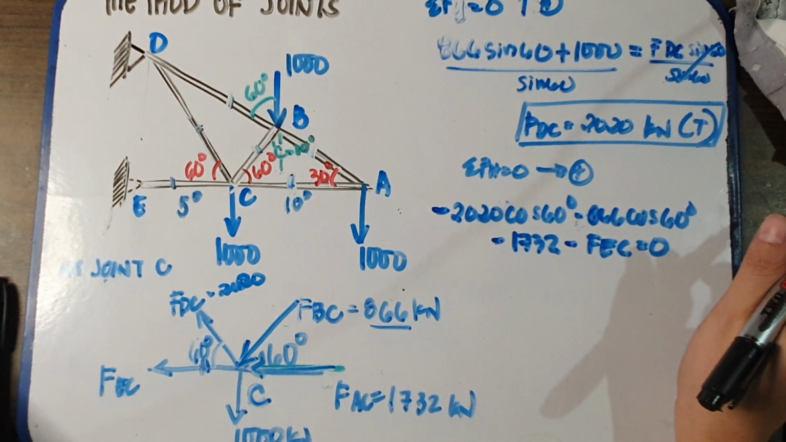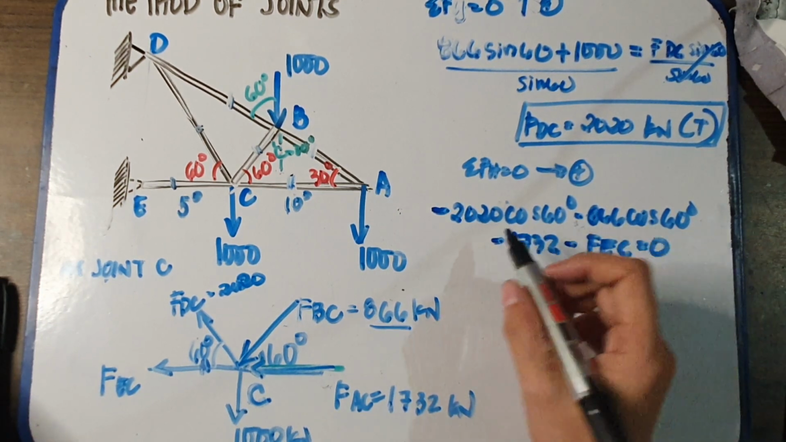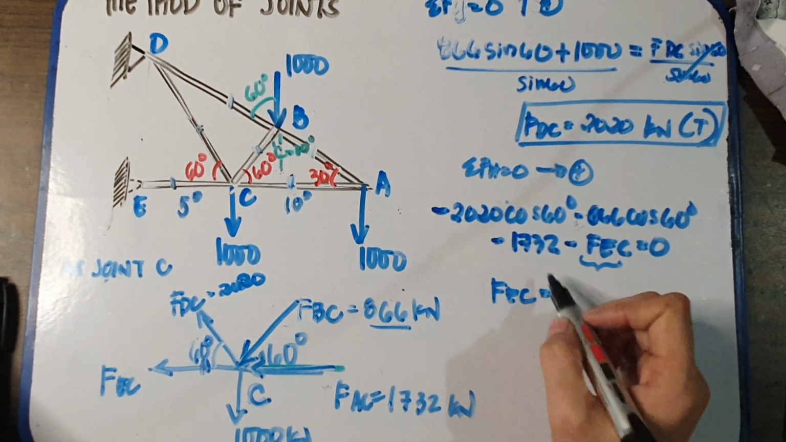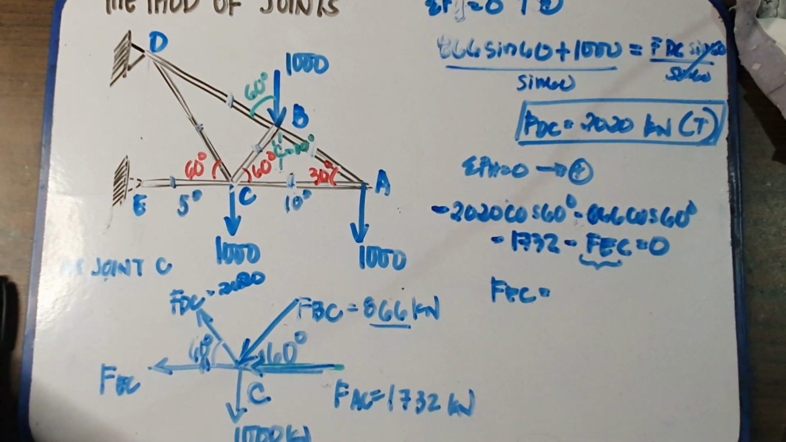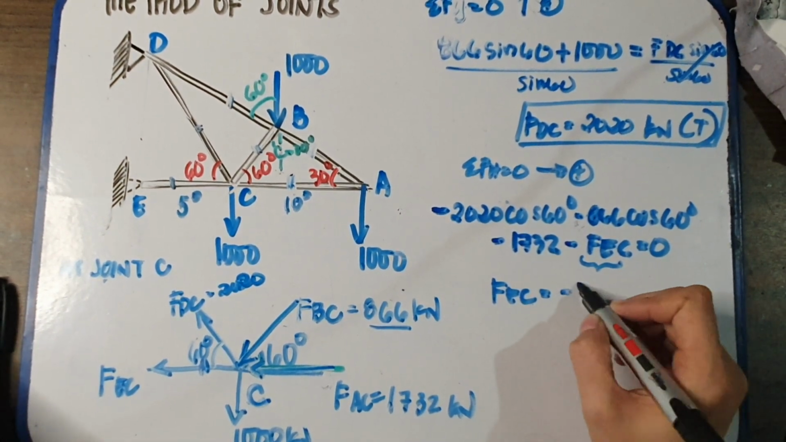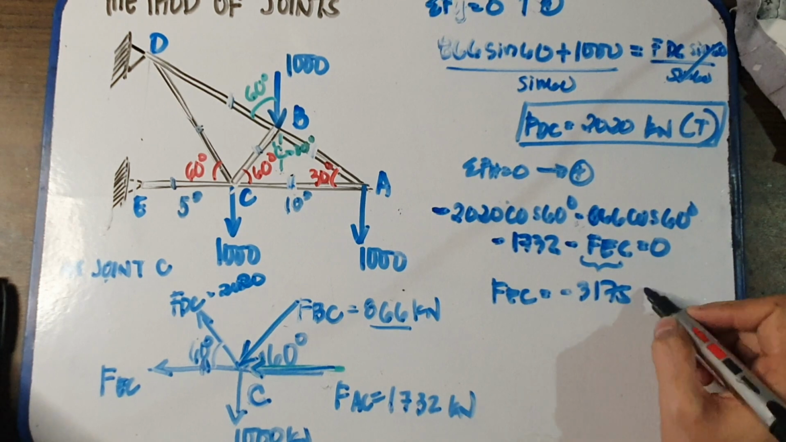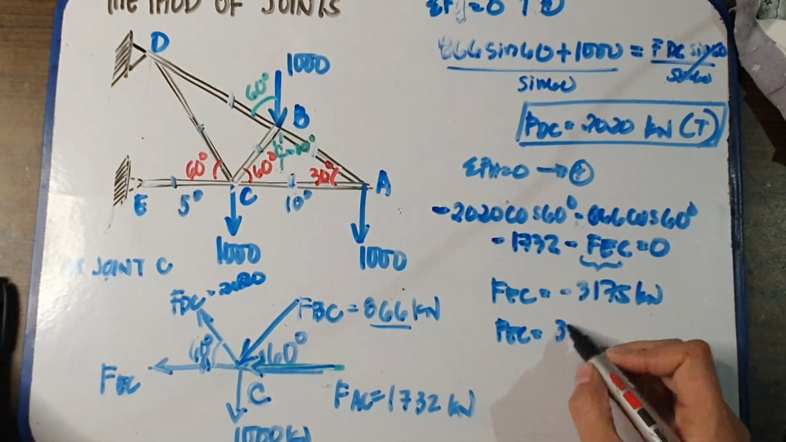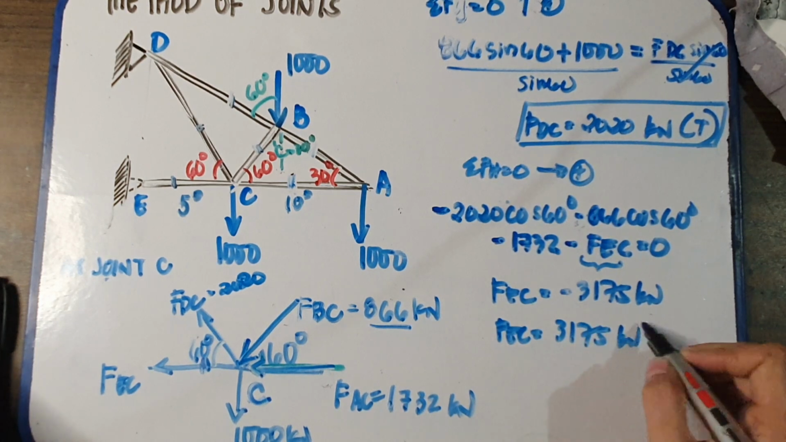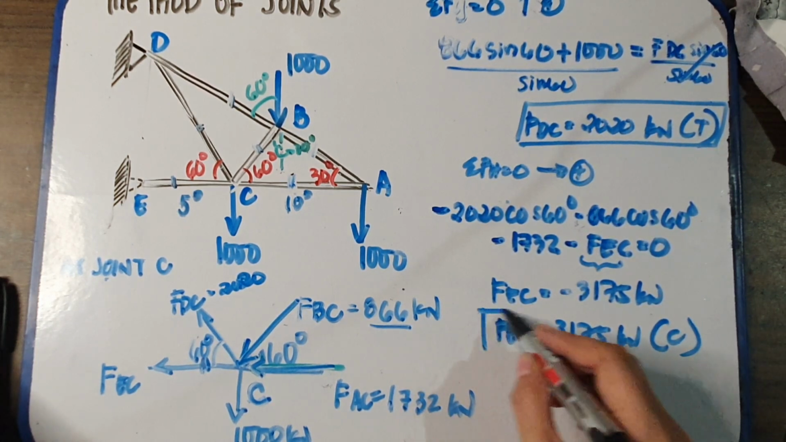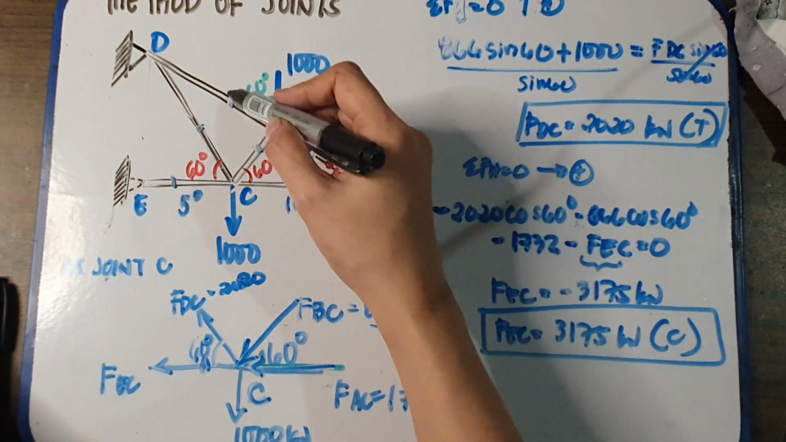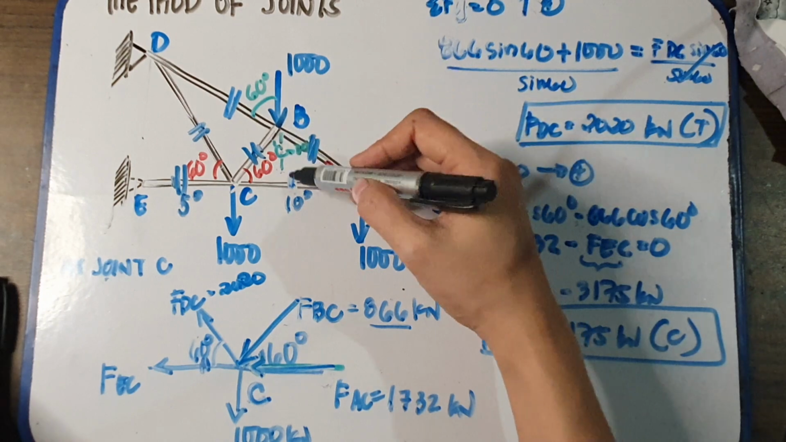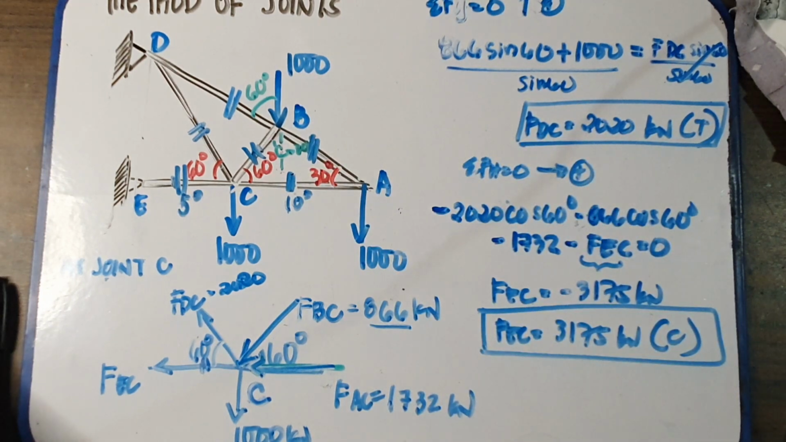Kapag nag-negative naman to, compression ibig sabihin ng FEC natin. So, ito, transpose na natin. Magiging positive. So, anong value nito? So, we have negative 3.175 kilonewton. Negative, therefore, our force EC is compression. Okay, so nakuha na natin to. Nakuha na natin yan. And so that is for the method of joints.